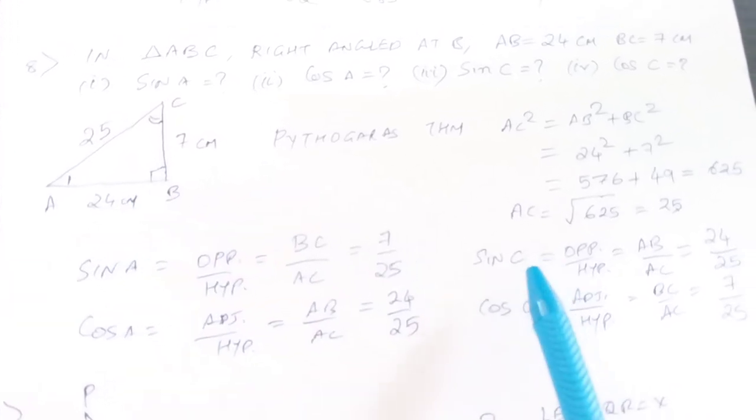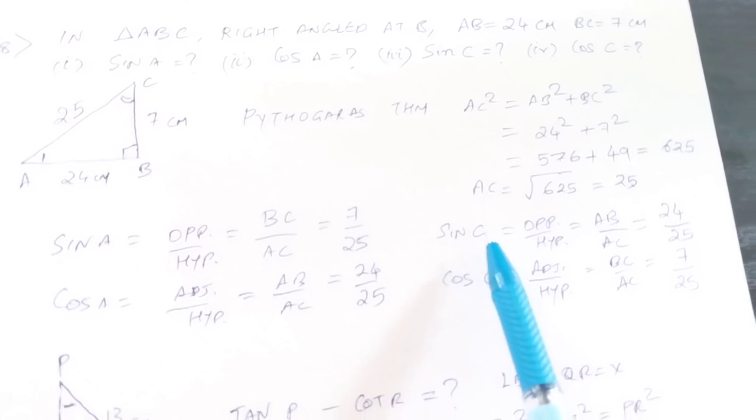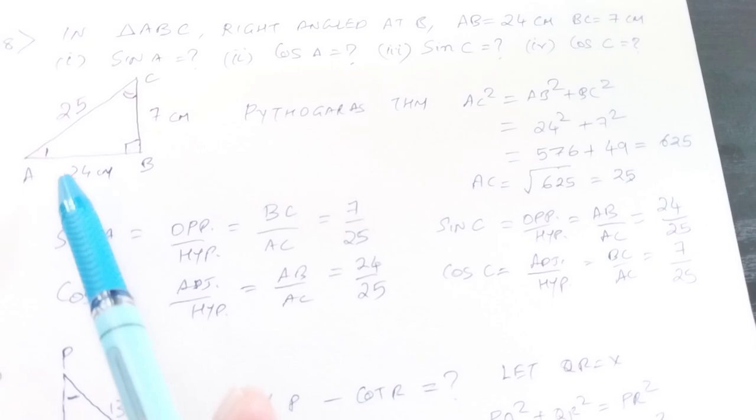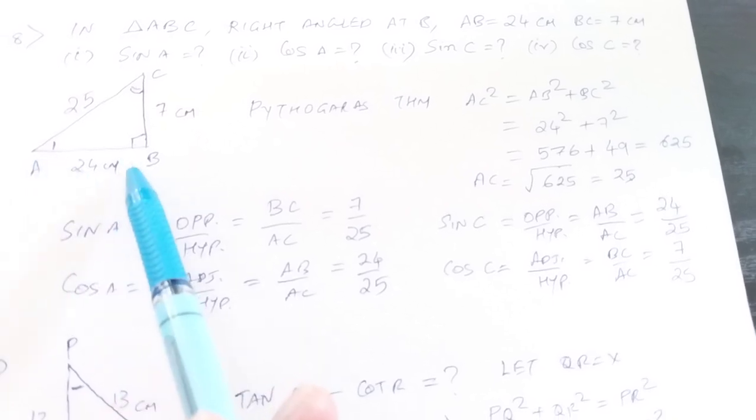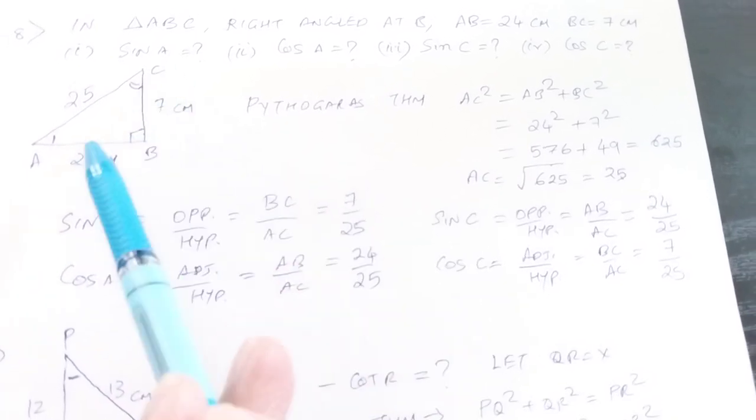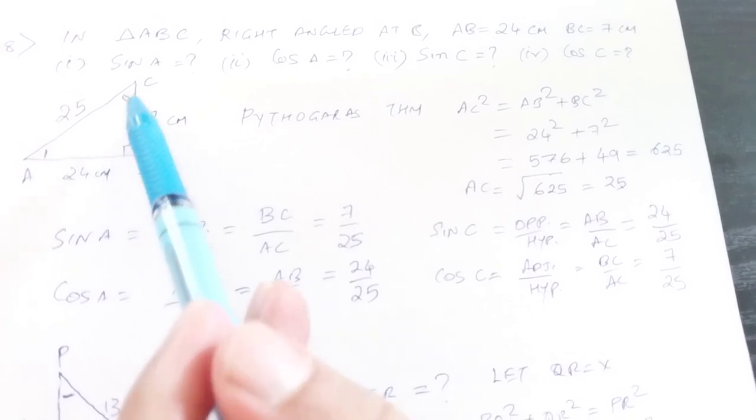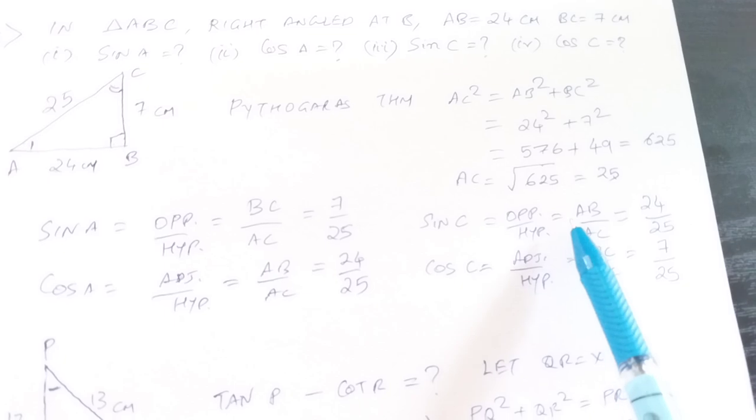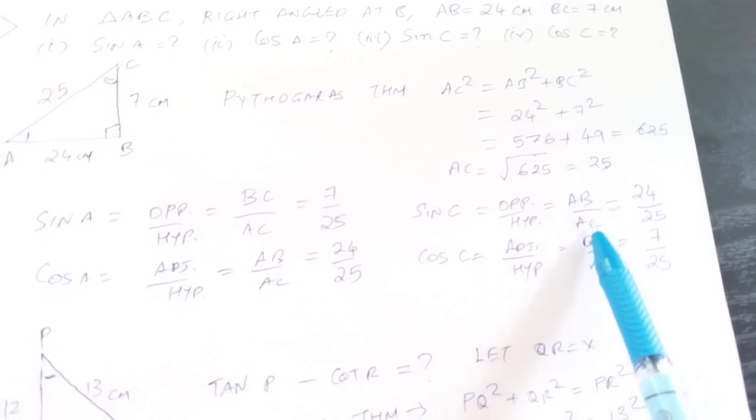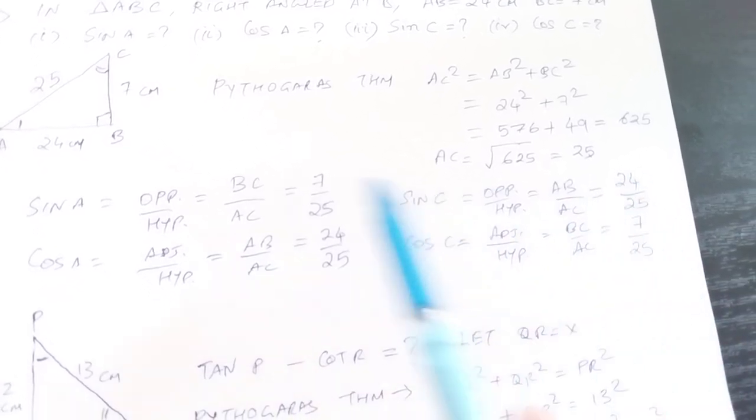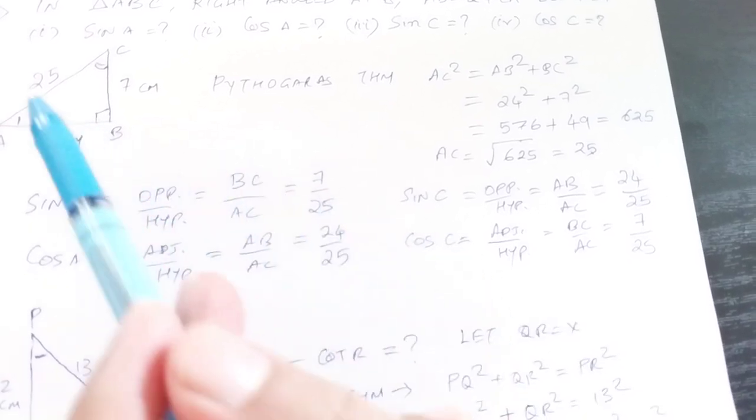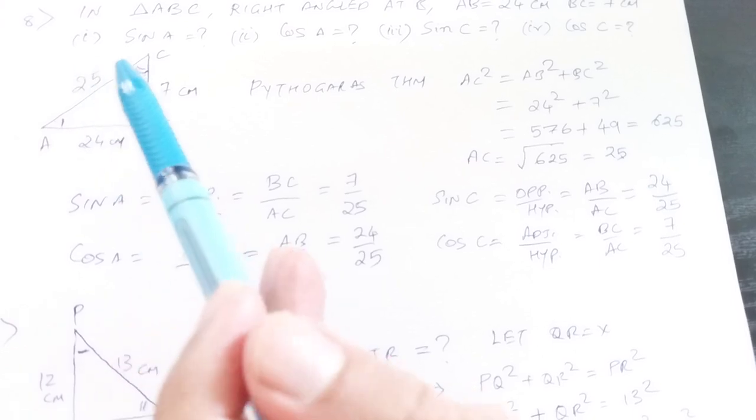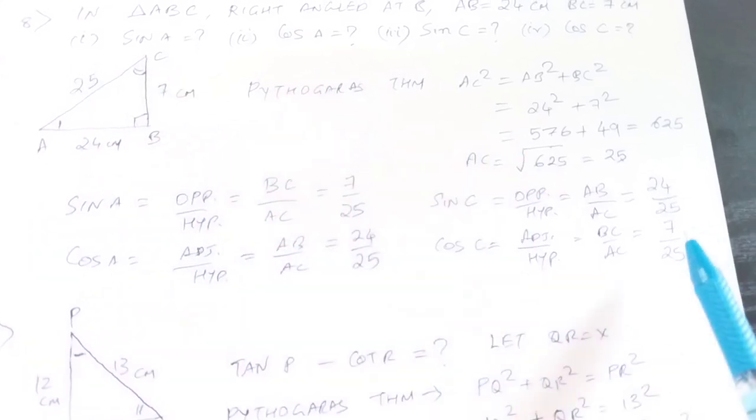Okay. For angle C, the case is different. What is the opposite side of angle C? See, this is angle C. The opposite side of angle C is AB. Okay, opposite side is AB. And what is the hypotenuse? Still AC. So sin C, which is opposite by hypotenuse, is AB by AC, which is 24 by 25. Okay. And similarly, cos of angle C is adjacent by hypotenuse, which is 7 by 25.